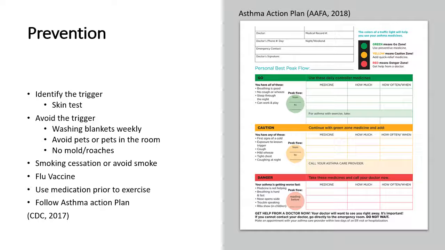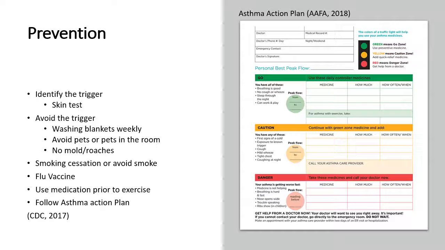Now we're going to discuss the prevention of asthma. First thing you have to do is identify the trigger. You can identify the trigger by performing a skin test. With the skin test, it lets you know what specific thing causes the asthma exacerbation. Once you know what triggers asthma, you're going to avoid it.